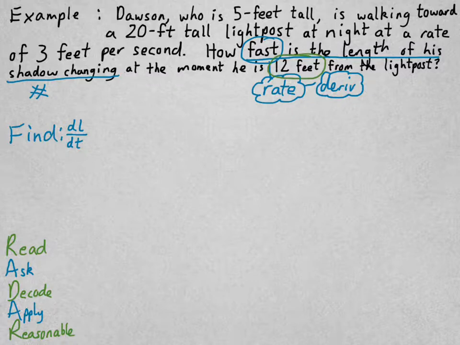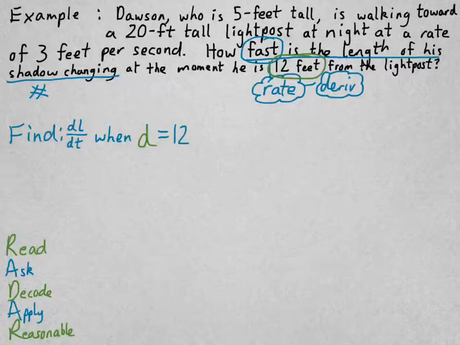At the moment he is 12 feet from the light post. So when something equals 12, well, I guess I need to assign a variable to that. 12 feet from the light post, that would be his distance from the light post. So let's go with D. I'm going to call that D for distance. Okay, so we have what it's asking us to find. Great, let's go in through and decode the rest of the problem to make sense of it.